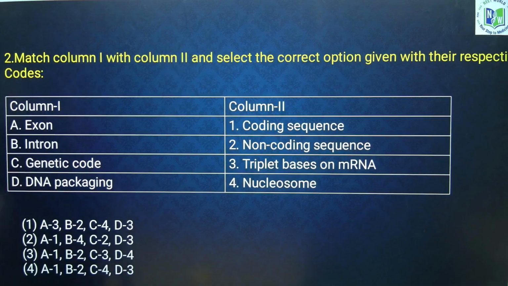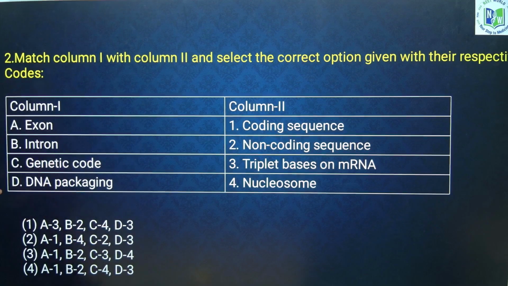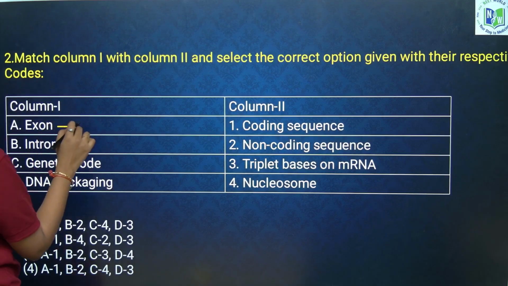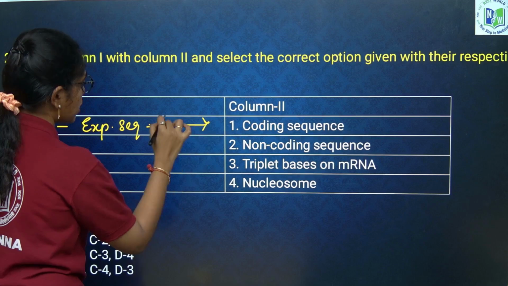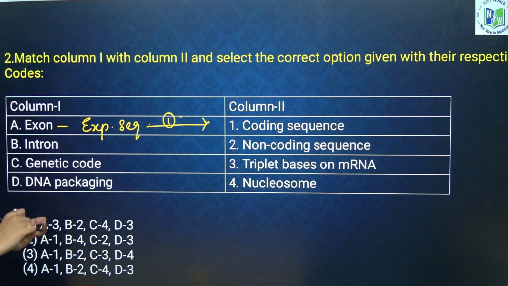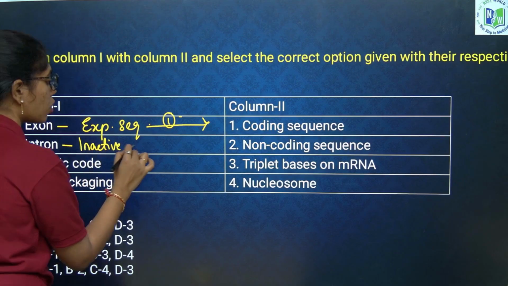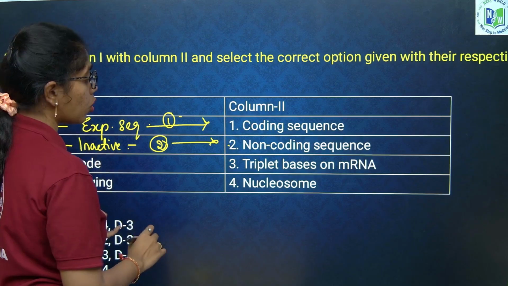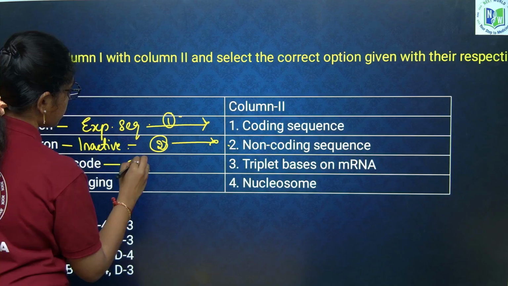Next, a match the following type of question again. Here in column 1 different regions are provided and in column 2 their activity is also provided. Exon means expressed sequence. This is the way you can remember it easily. Exon is the expressed sequence or coding sequence, so it is option 1. Intron is the unexpressed or inactive sequence, which is non-coding, here it is option 2. Next, the genetic code is a triplet codon on mRNA, it is option 3.